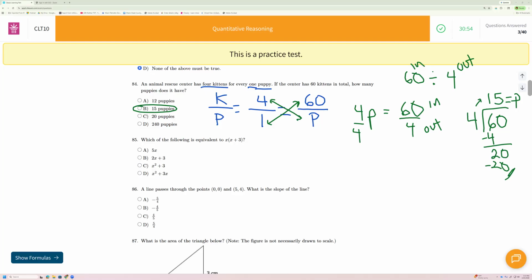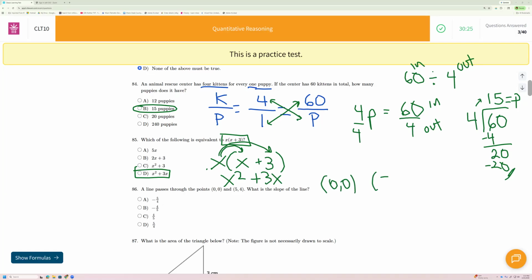Okay, as you know, x times the quantity x plus 3, we need to distribute. So this is going to be x times x, which is x to the second, and then x times 3, which is 3x. And do I have an answer like that? Yes, I do. It's choice D. Okay. A line passes through the points 0, 0 and 5, 4. Great.